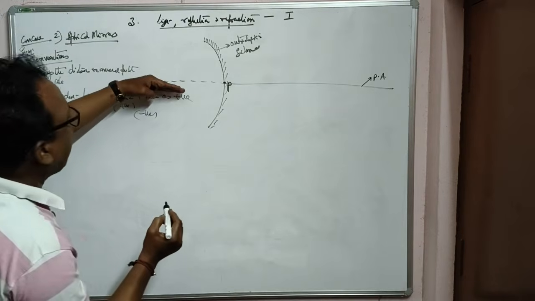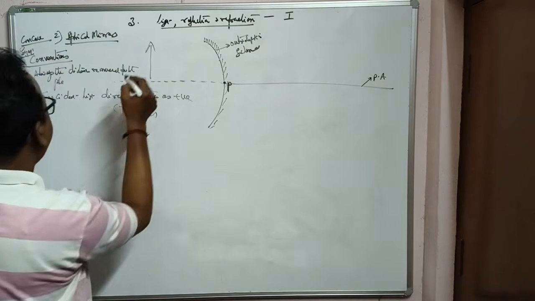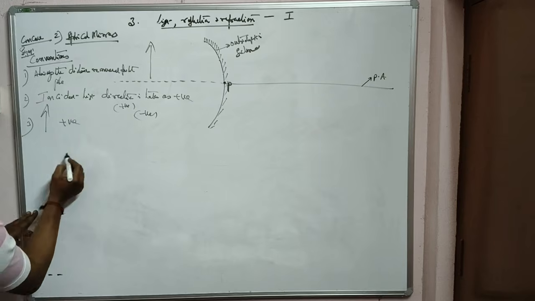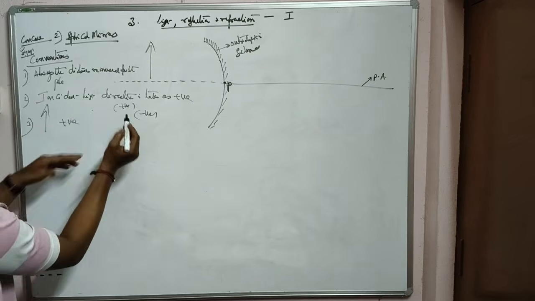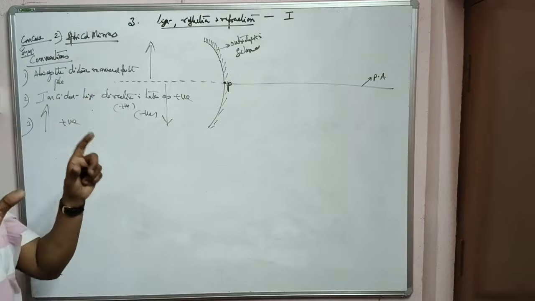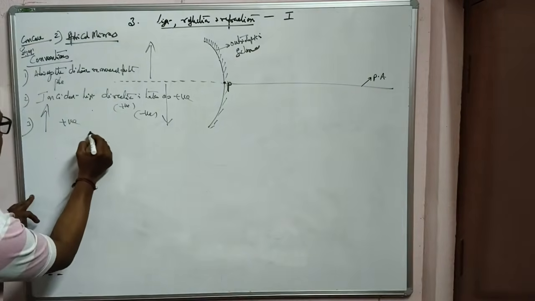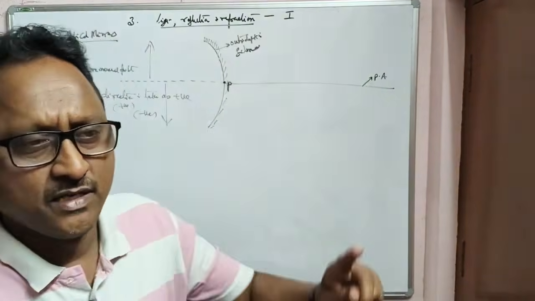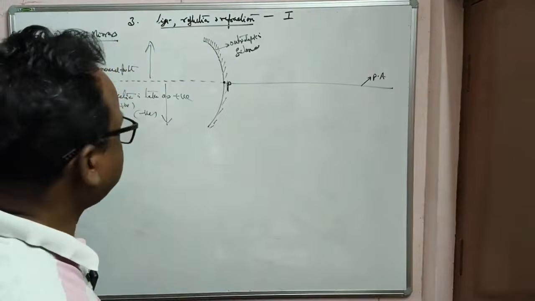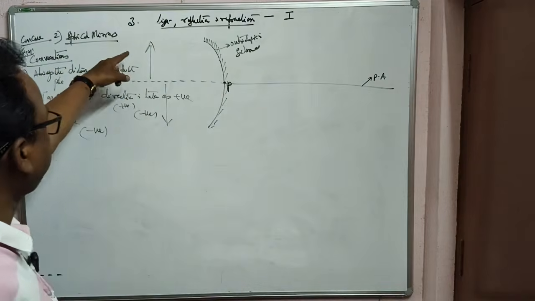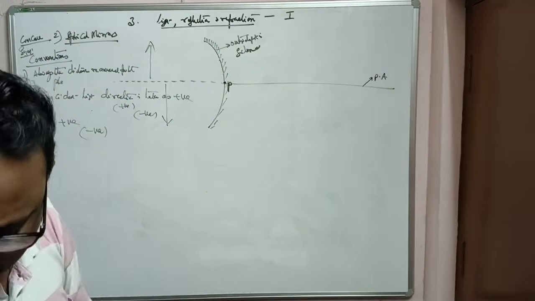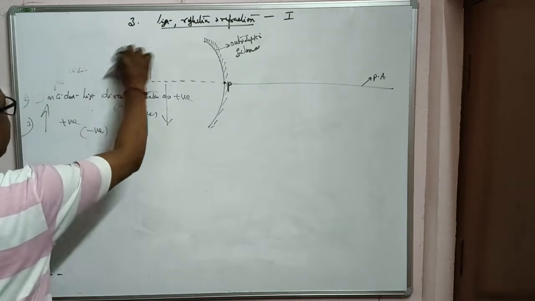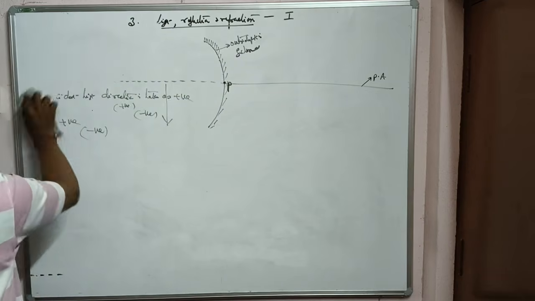Third point, above the principal axis, it may be the height of the object or anything, it is taken as positive. And below the principal axis, it may be the height of the object or image, it is taken as negative. These are very, very important. Please note down, all of you. In the numericals, you will be facing a lot of problems if you don't know these conventional signs. Above the principal axis is positive, below it is negative. Are you writing now? Right. So these are very, very important regarding the conventional signs of any mirror or lenses.